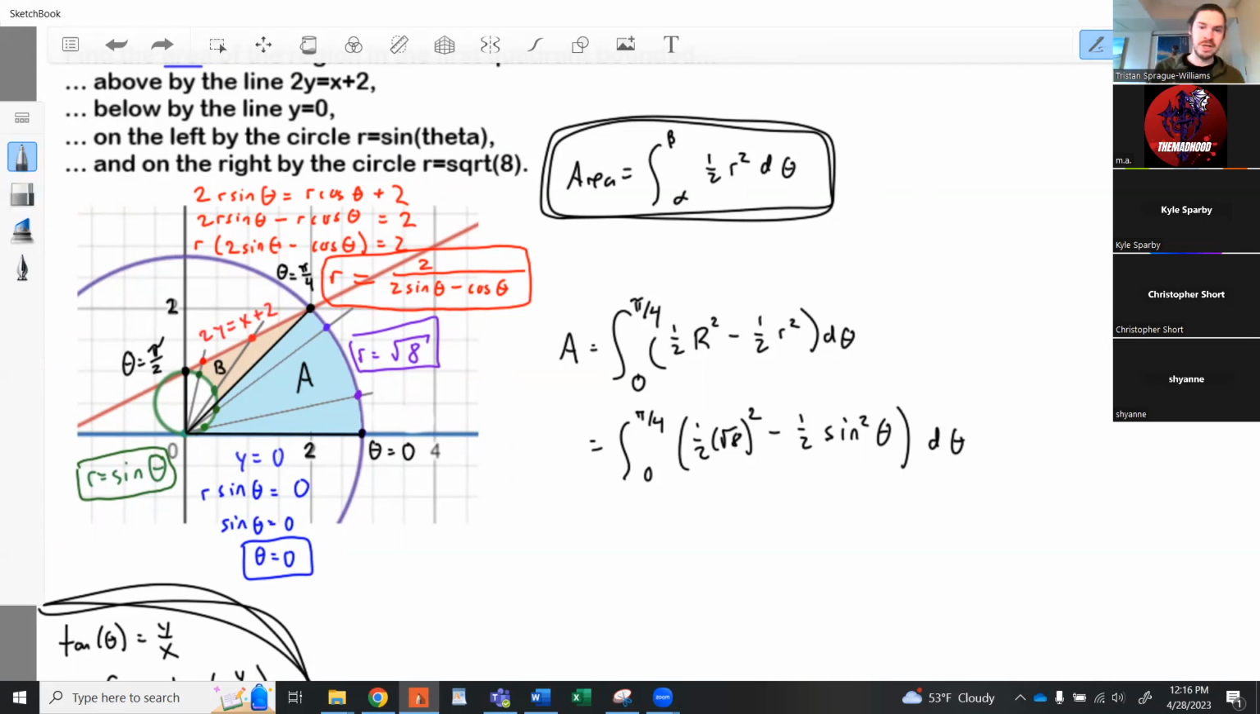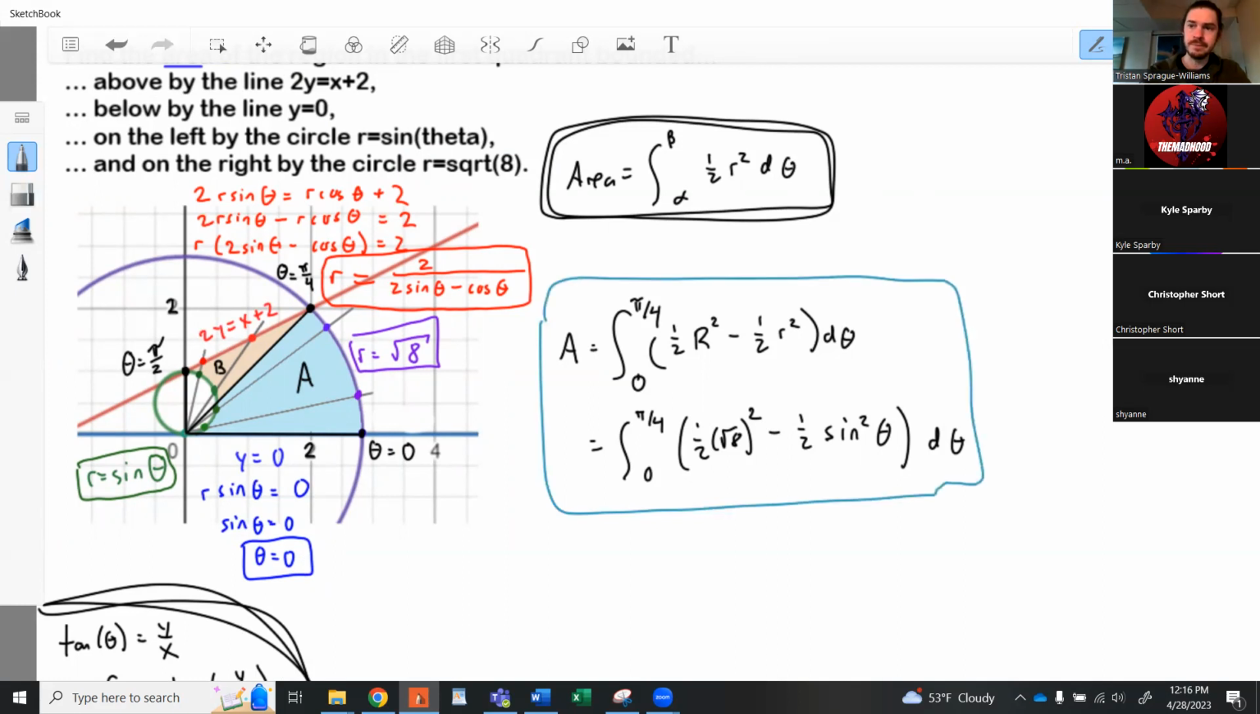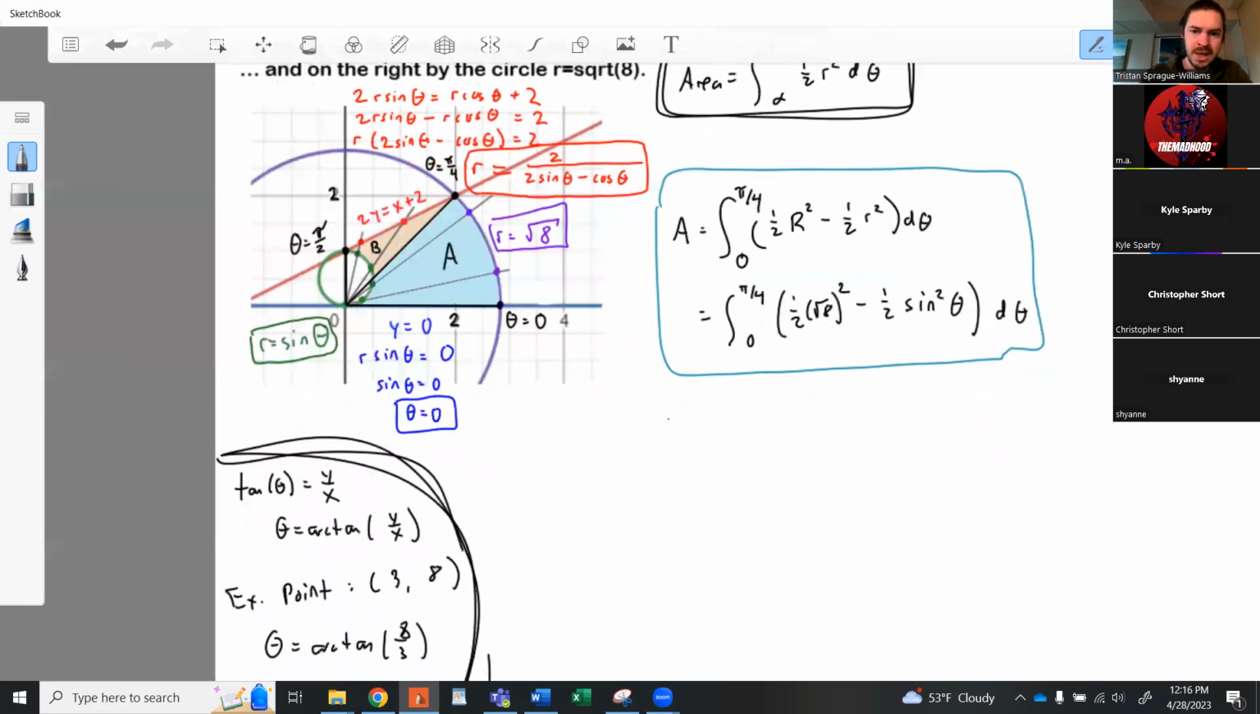That's the first region. That's the A region, light blue. Next, we'll do the B region. Before we do the B region, any questions about how we set up the integral for the A region?